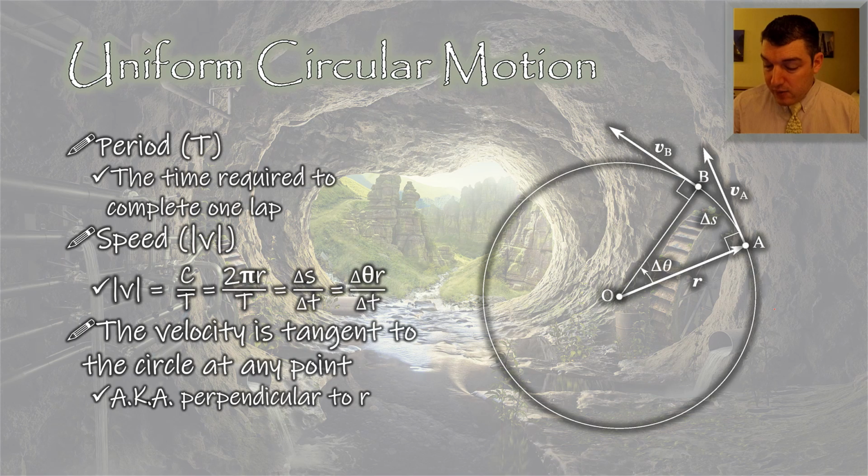You'll notice in the diagram, the velocity is tangent to the circle at every point. So by definition, it's perpendicular to the radius. What that means is that anywhere along the circle, as you can see here on point A, we're tangent to the curve, and you can tell that this object is traveling around the circle in the counterclockwise direction.